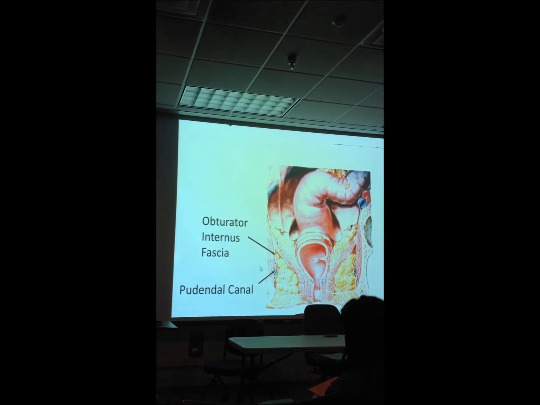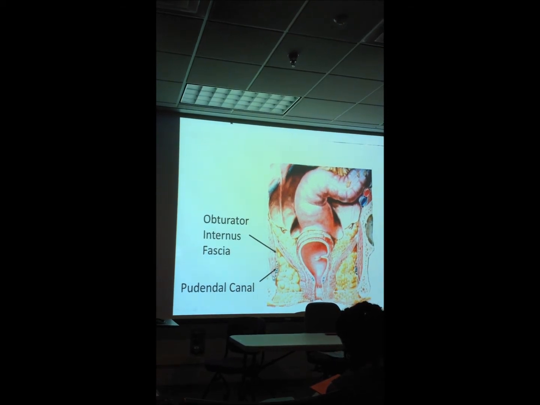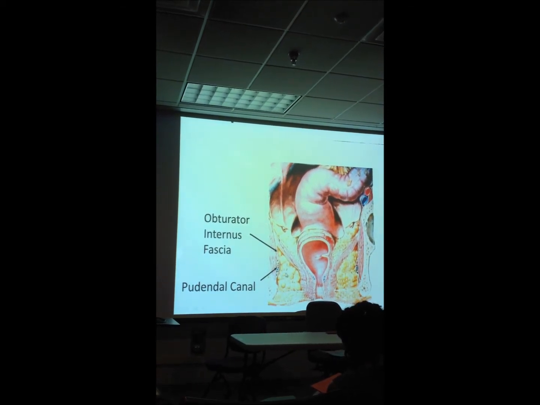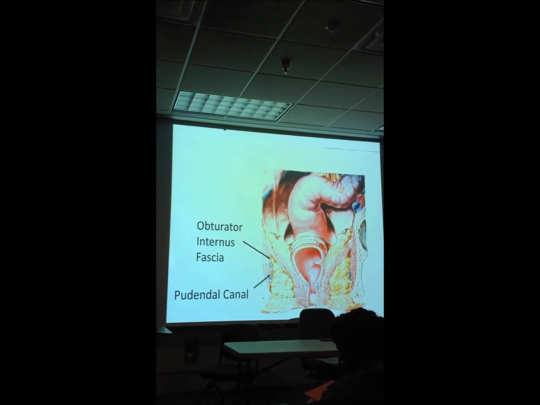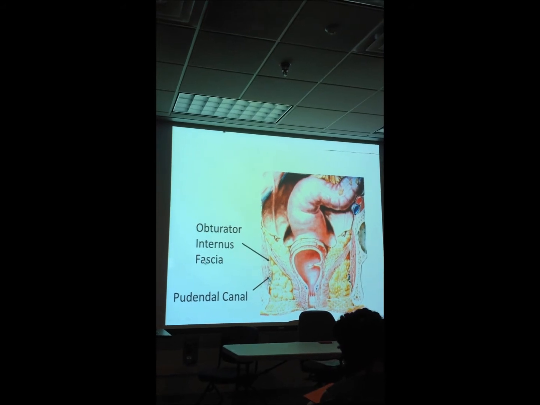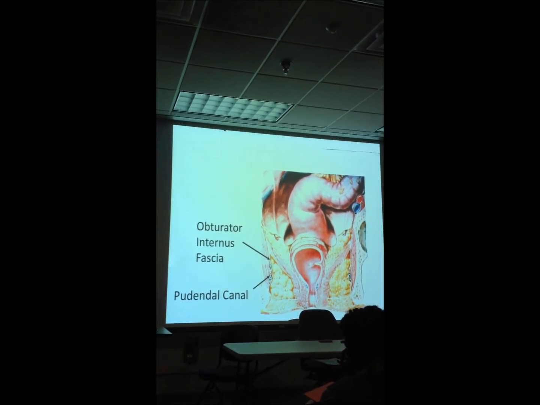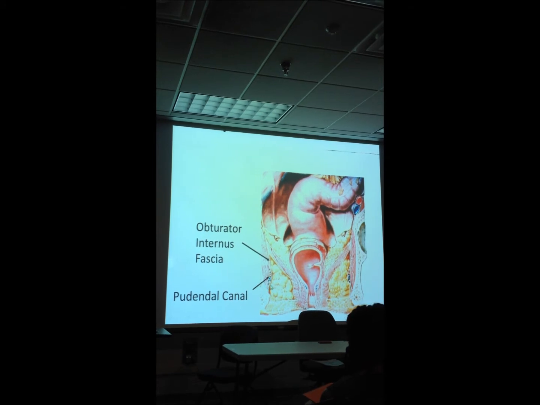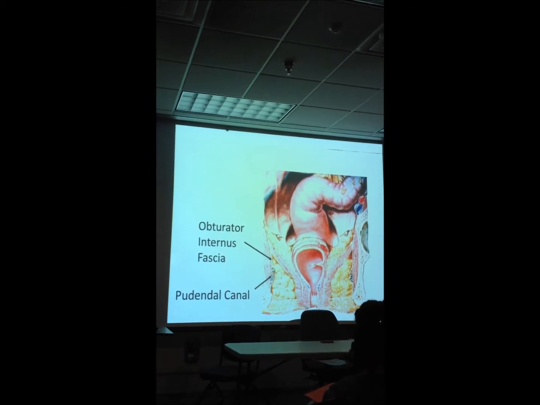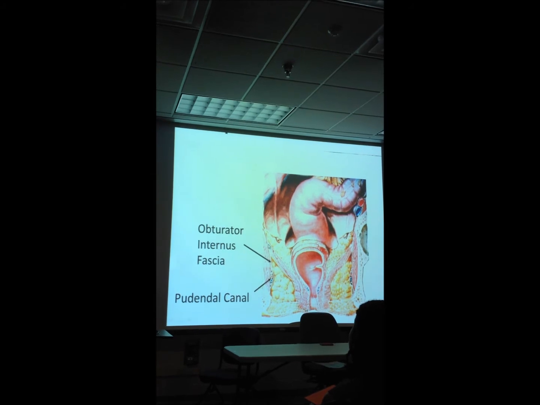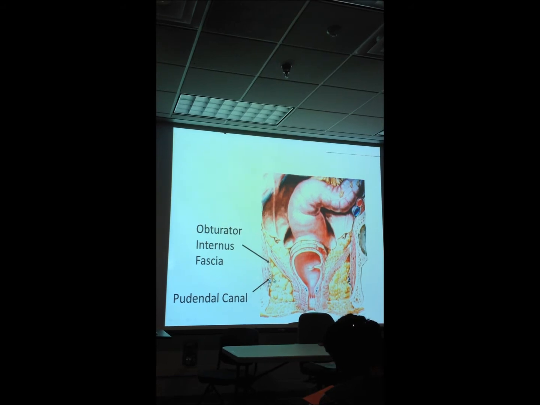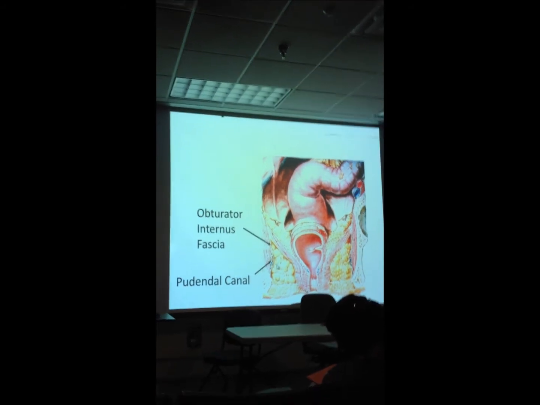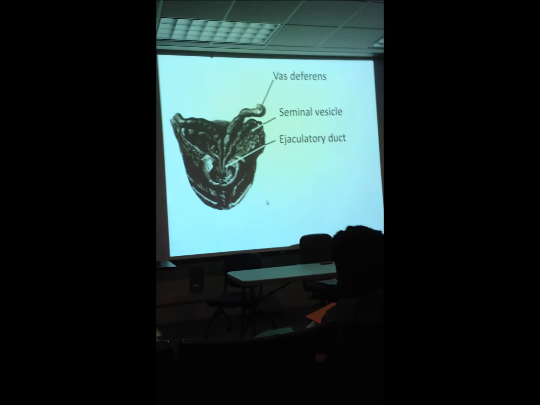So, here's another thing. That pudendal canal is a special thing. It's located on the lateral side of the ischiorectal fossa, and it's a specialization of the fascia. It's the fascia of the obturator internus that forms this pudendal canal. Another thing that the fascia of the obturator internus forms is this arcus tendineus up here. But the pudendal canal is clearly a specialization of the obturator internus.